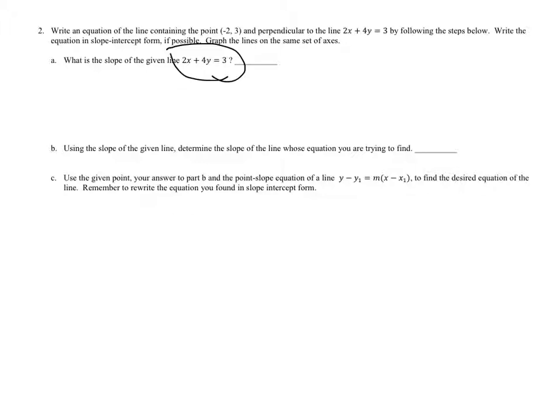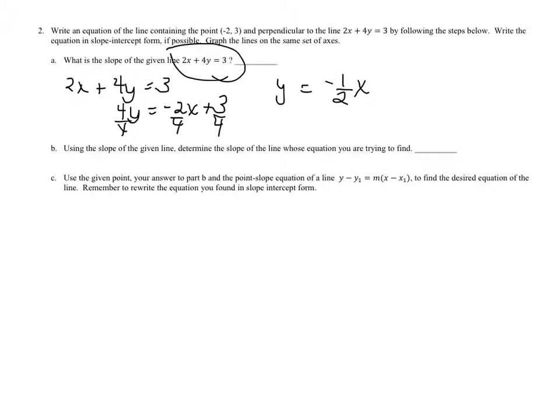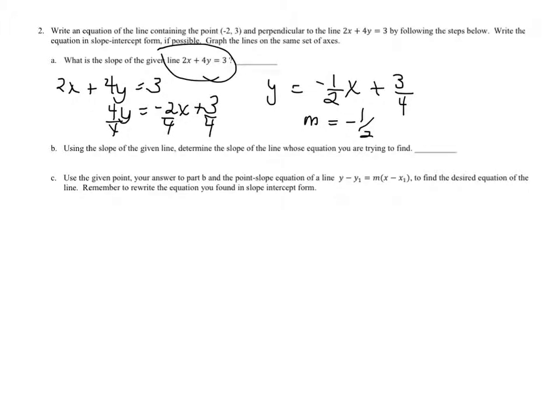So I'm just going to rearrange 2x plus 4y is equal to 3. 4y is equal to negative 2x plus 3. And I'm going to divide everything by 4. So y is equal to, and of course what I want to do is write that as a negative 1/2 x plus 3/4. So the slope of this line is negative 1/2. So I'll write the negative 1/2 right here.